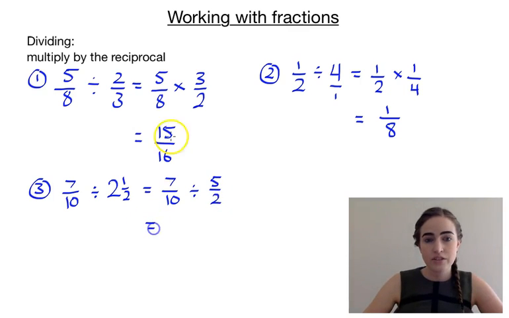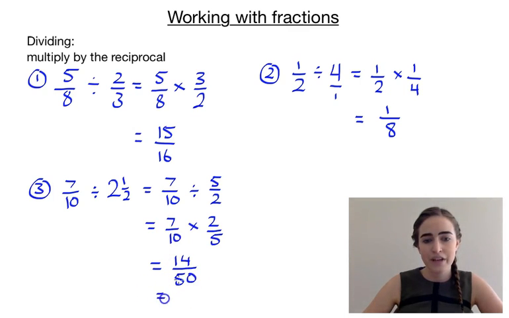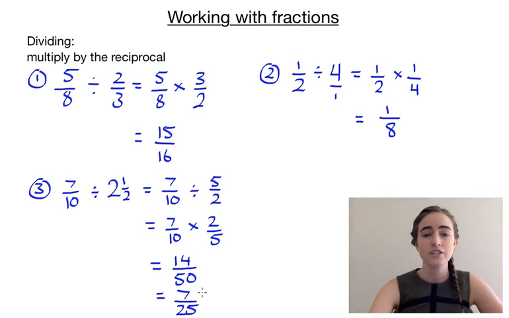Now we can do the same process we were doing earlier, so we're going to flip that second fraction and multiply. So we've got 7/10 times 2 over 5. 7 times 2 is 14, and 10 times 5 is 50. And then always remember to simplify if we can. We can divide both those numbers by 2. So we'll end up with a final answer of 7 over 25. And that's it. That's how we work with the 4 operations with fractions.